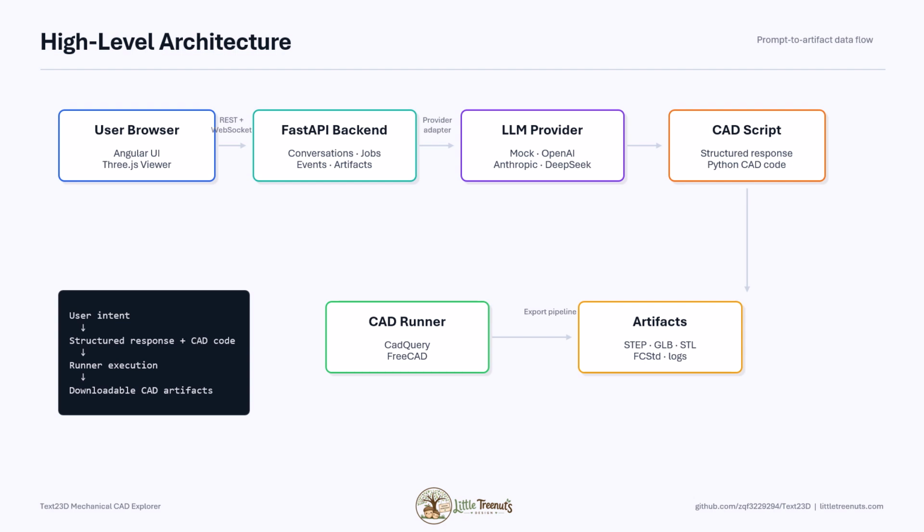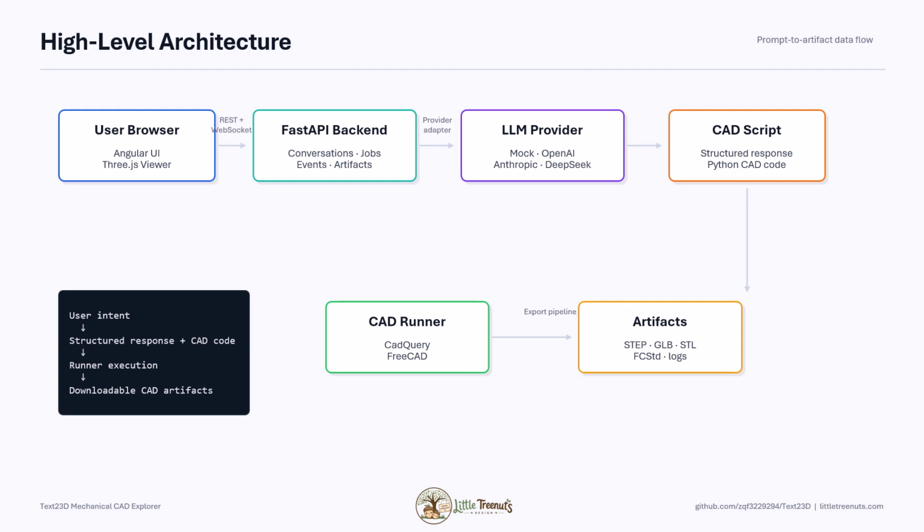Here's the high-level architecture. The flow is: the user intent goes to a structured response plus the CAD code, then the runner execution, and finally the downloadable CAD artifacts. From the block diagram, we can see that from the user browser, via the REST API and the WebSocket, it goes to the FastAPI backend.